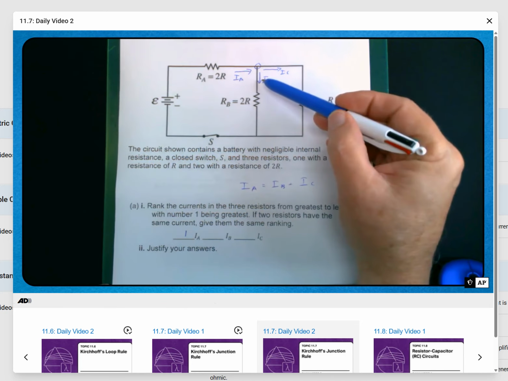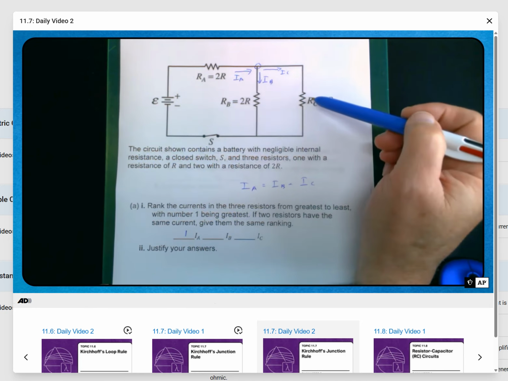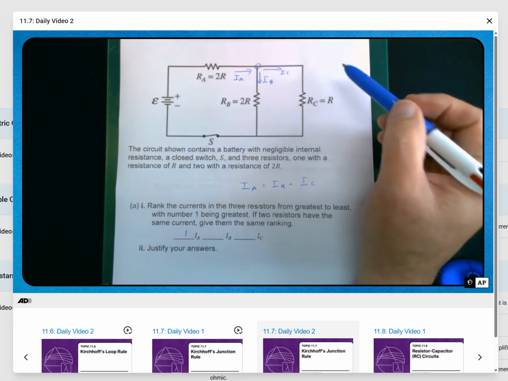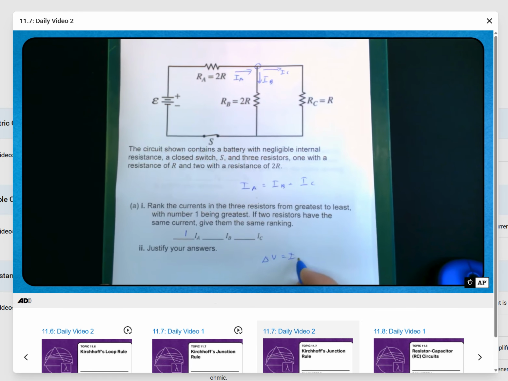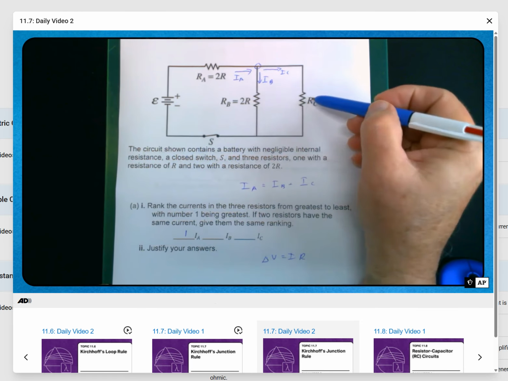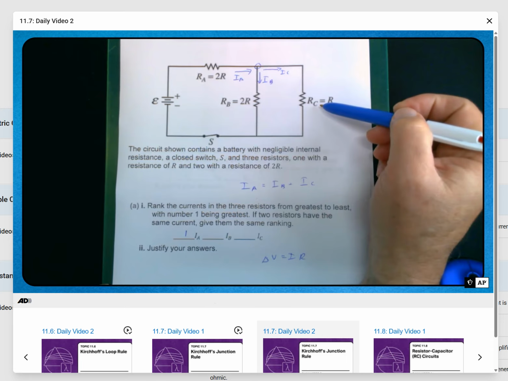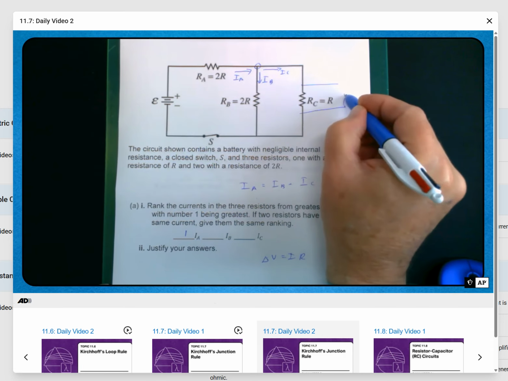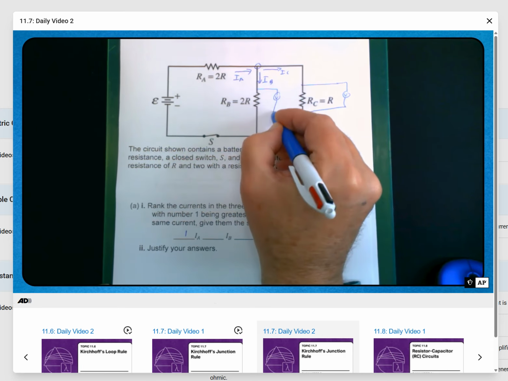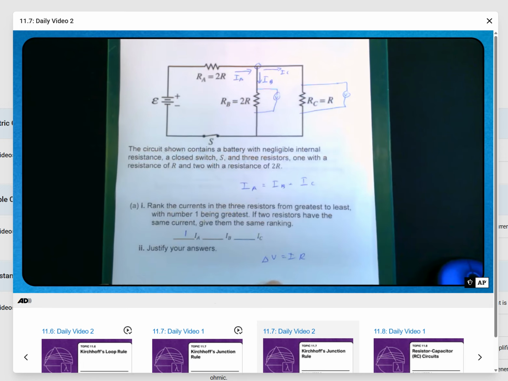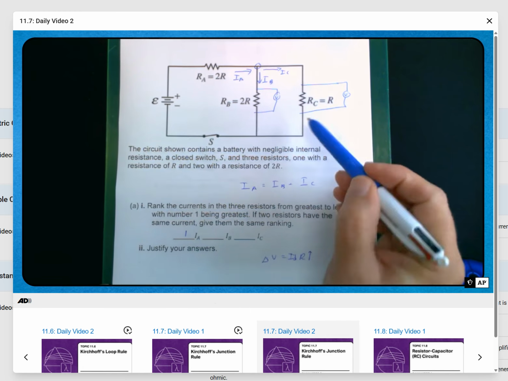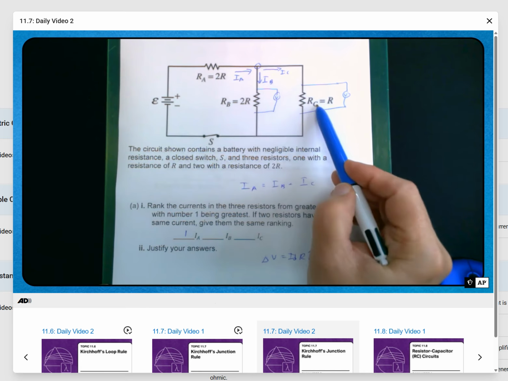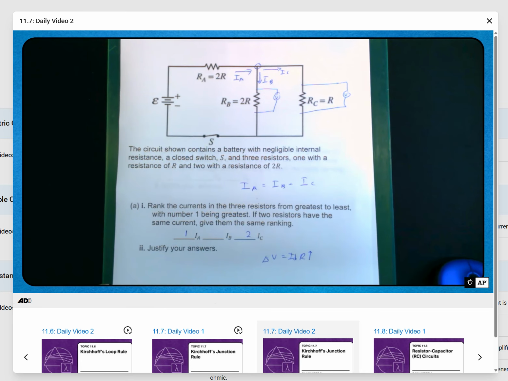Now, the current splits here, one going through B and one going through C. Which one of those, if either, is greater? Well, using Ohm's law, change in voltage is equal to IR. Since resistor B and C are in parallel with each other, the voltage drop across them must be the same. Whatever a voltmeter reads hooked up in parallel across each, it's going to be the same, which means the change in voltage is the same for both B and C. However, since resistor B has a greater resistance, it must have less current. And therefore, resistor B must be in last place, which puts resistor C in middle place. So resistor C is 2, and resistor B is 3.